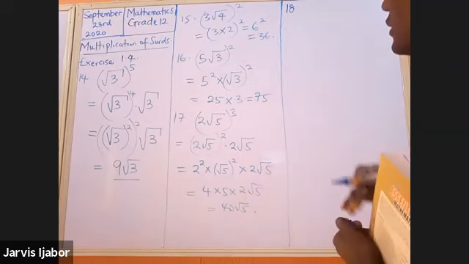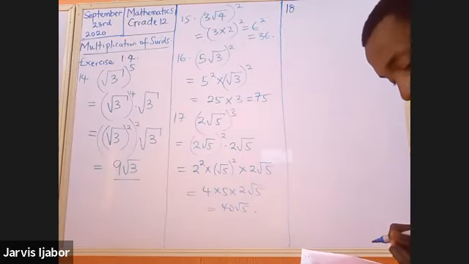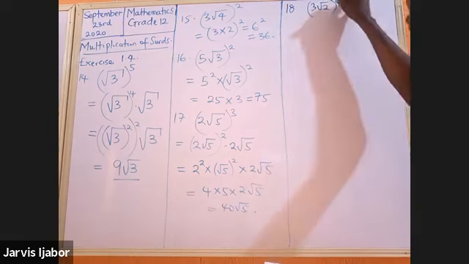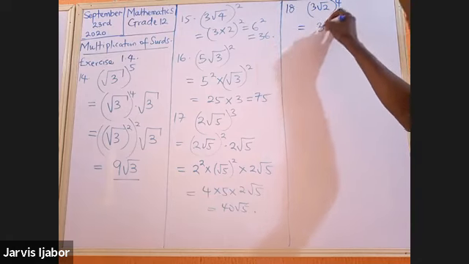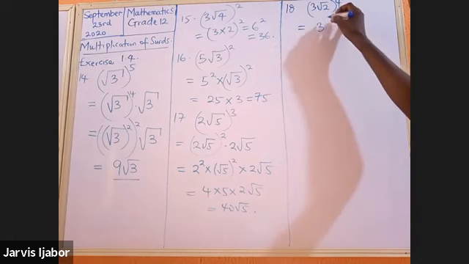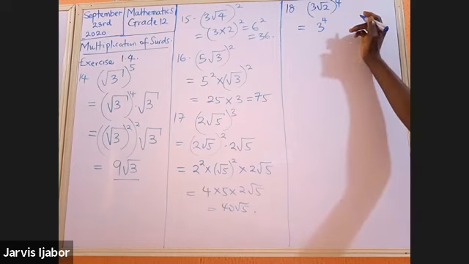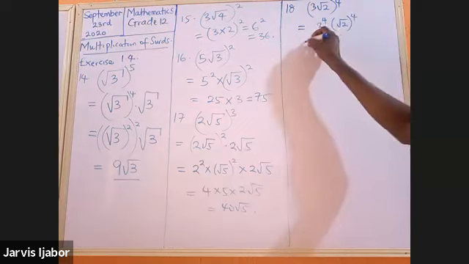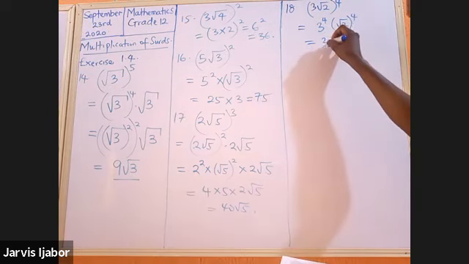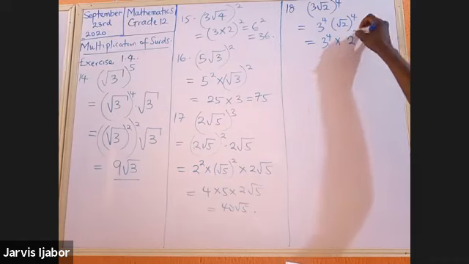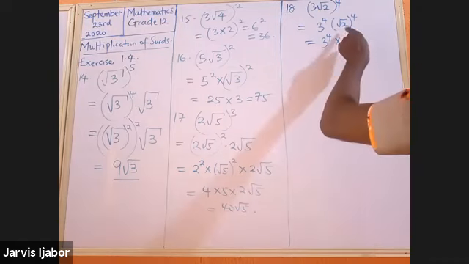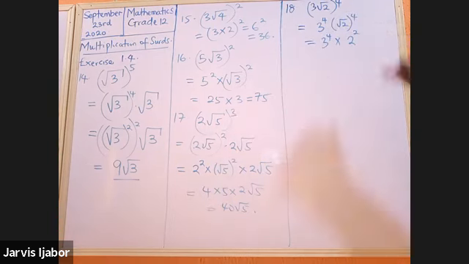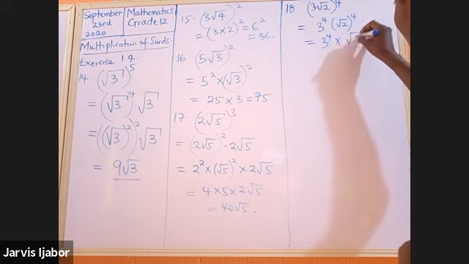Now, what of 18? In question 18, we have 3 root 2, all raised to the power of 4. We can break this into 3 raised to the power of 4, and what? Times root 2, all raised to the power of 4. This will now mean 3 raised to the power of 4 times 2 raised to the power of 2. I hope you know why, because root 2 squared is what? 2. Or maybe I should take one more step so that you see what has happened here.